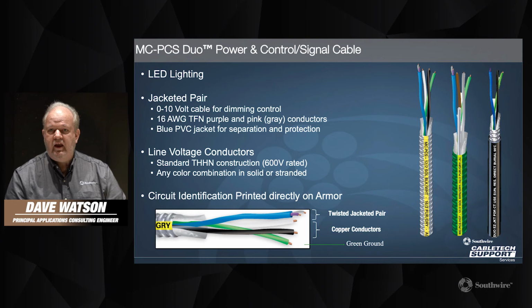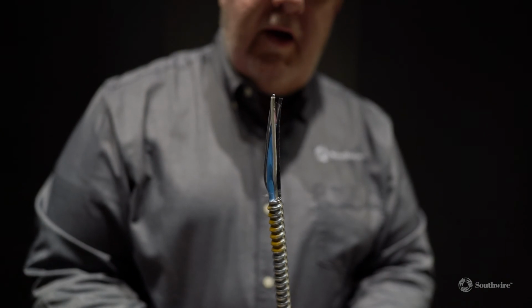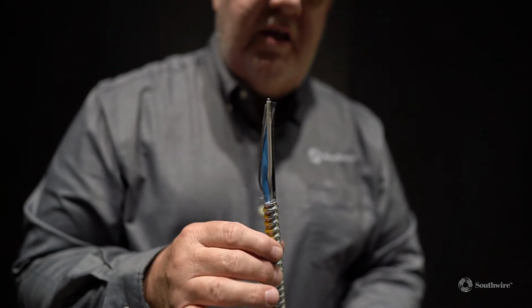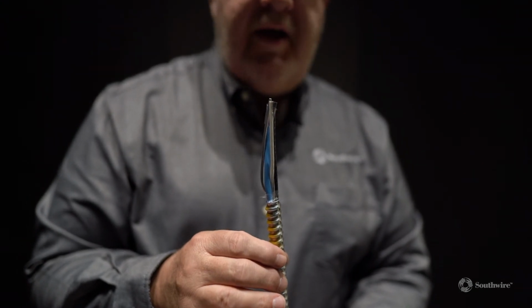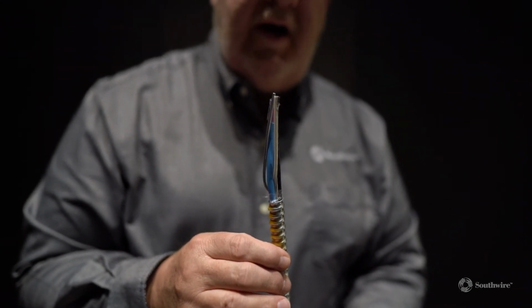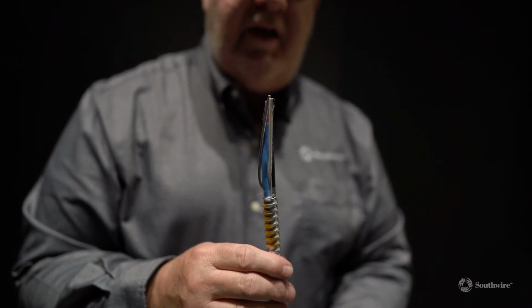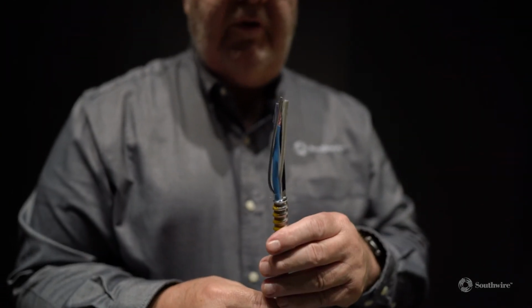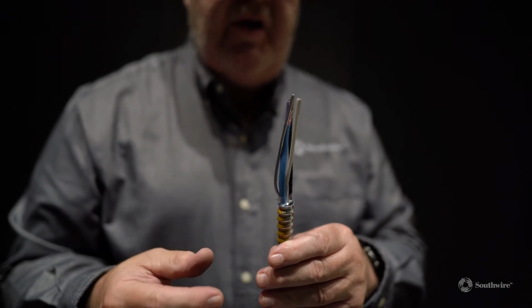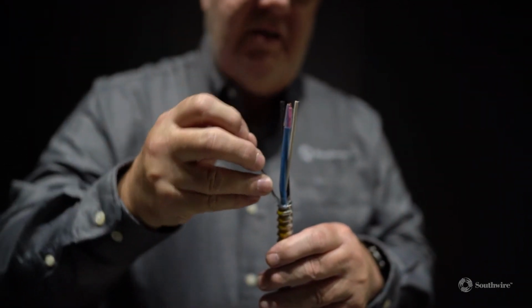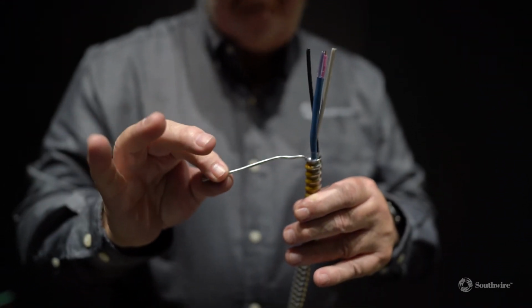Now let's take a closer look at the MC-PCS Duo cable. This is our Southwire MC-PCS Duo product. This contains both the power wiring and the signal and control wiring that are useful for especially LED dimming type of applications. This cable is constructed in the same manner as our MCAP cable in that there is a full-size bare aluminum equipment grounding conductor.